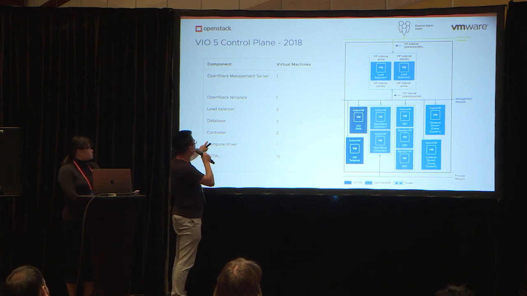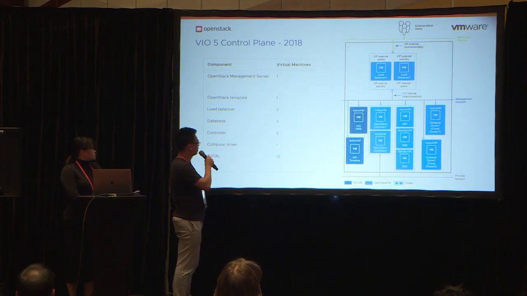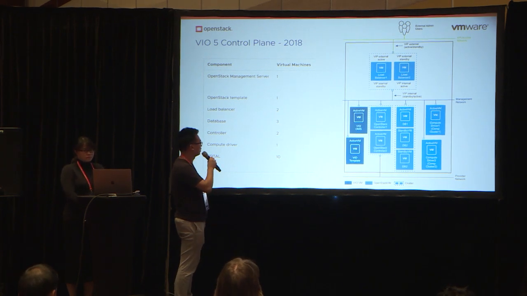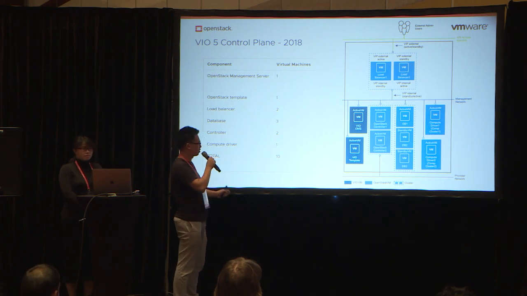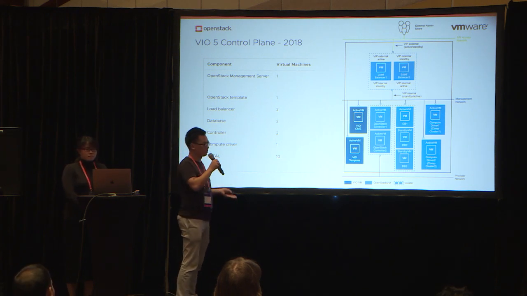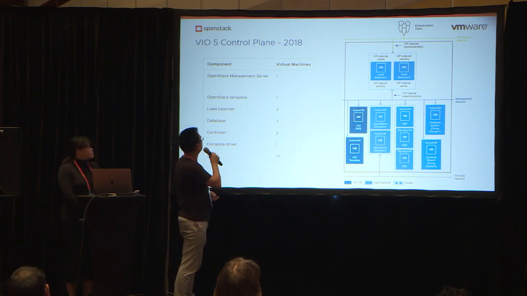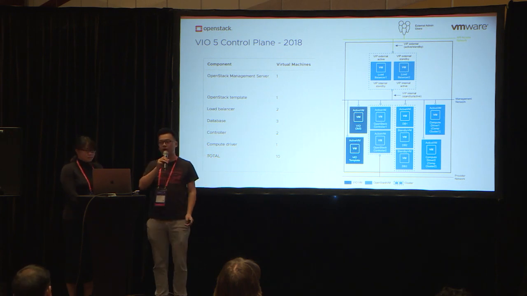We have two load balancers, and 3 database nodes, which work as active and standby. We have 2 controllers, where we install all the OpenStack services, and we have compute drivers, which means for every compute resource we have a compute driver VM. So this is a typical VIO 5 control plane, where everything is running on virtual machines.